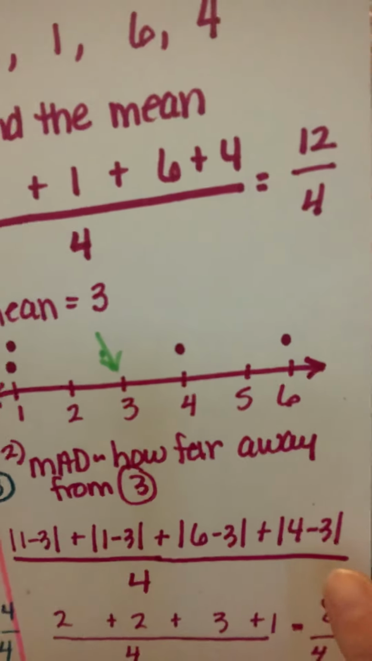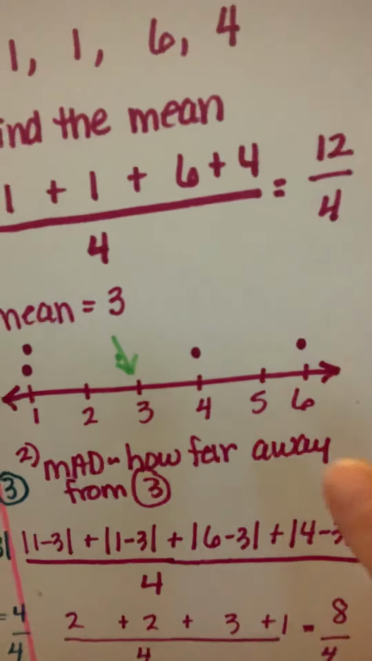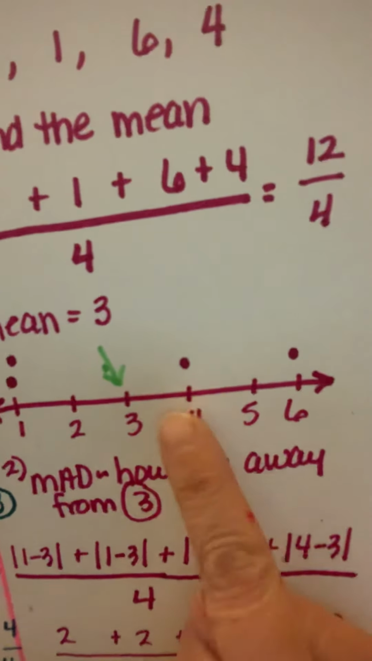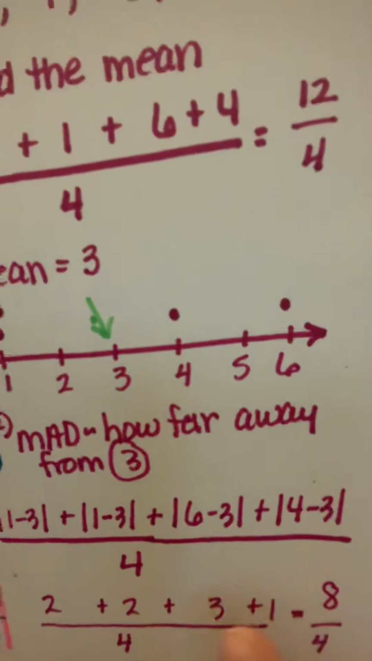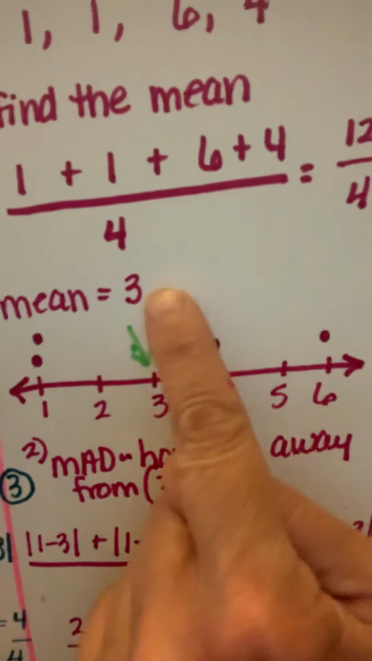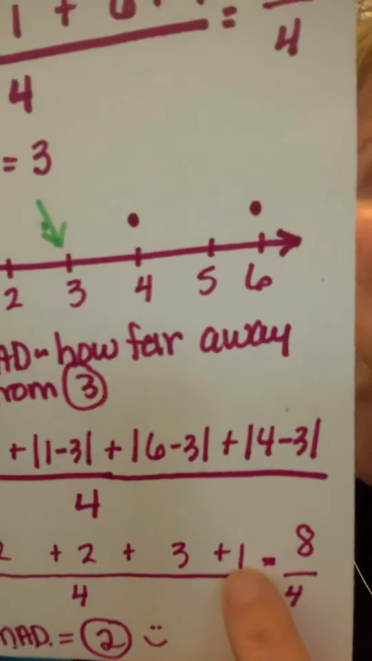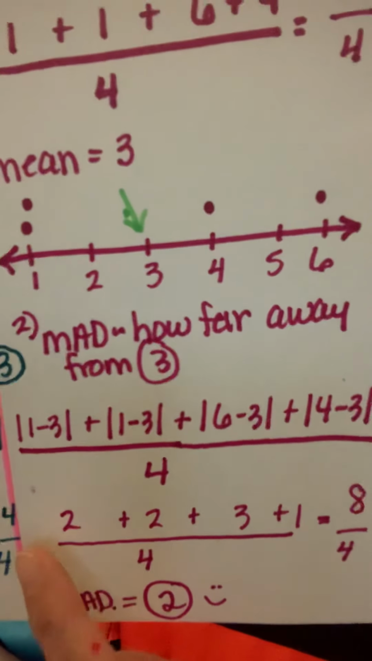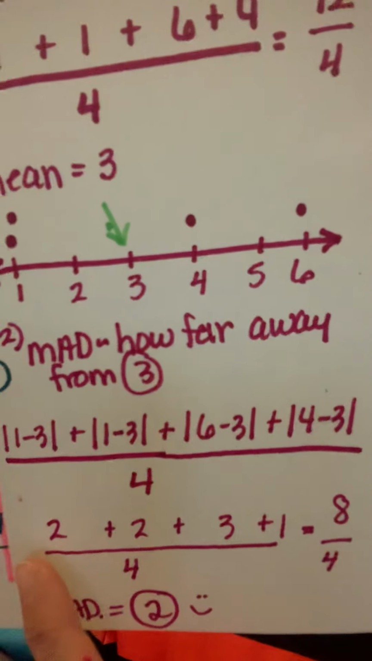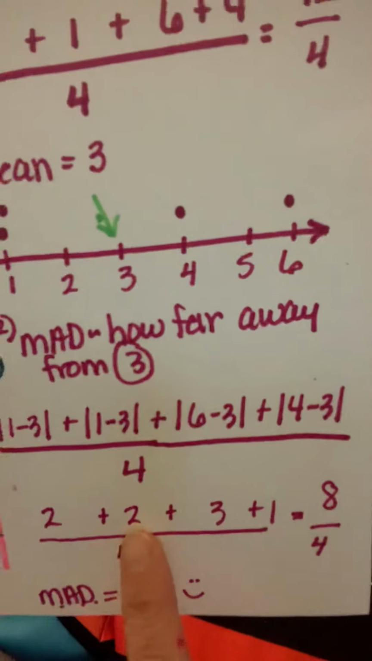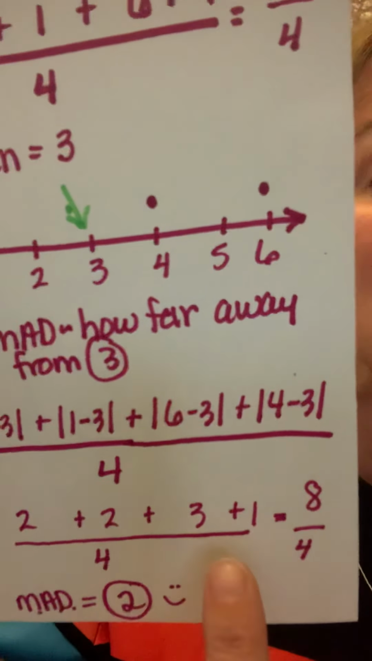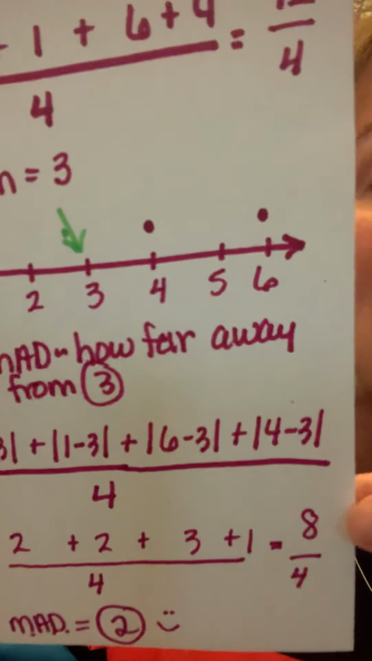My last one is 4. So for the distance, 4 minus 3, I could have just said 4 minus 3 is 1. But if I look at this, I'm going to say 4 to 3 is 1 jump. That's the distance. So now I have the deviation, the distance away from the mean, is 2 plus 2 plus 3 plus 1. That equals 8.